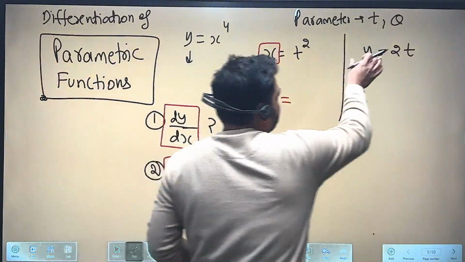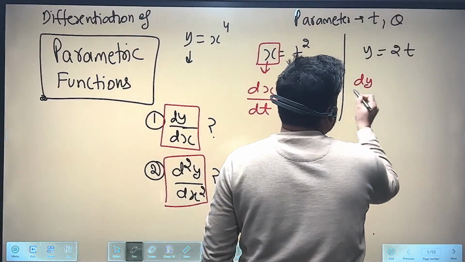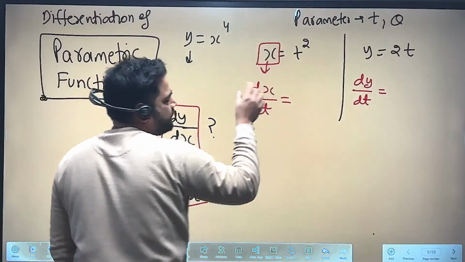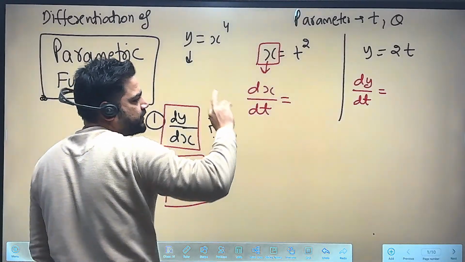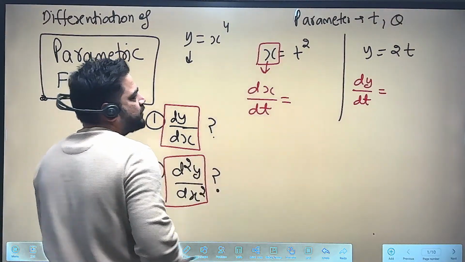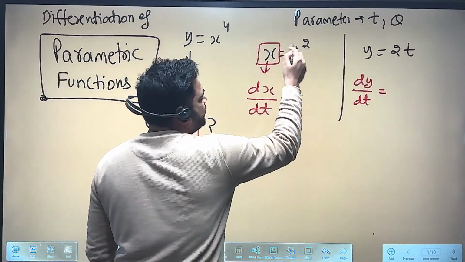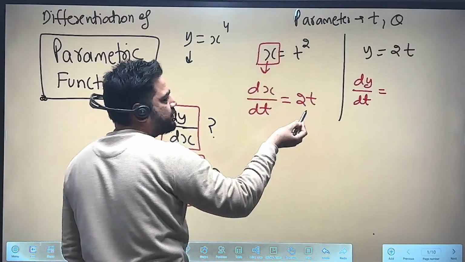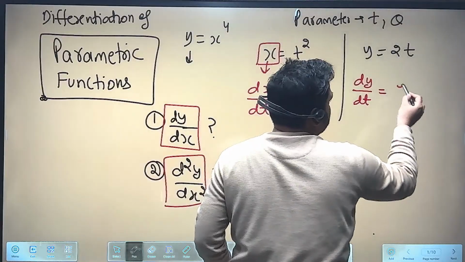Similarly, y also we will differentiate with respect to t, so it will be dy by dt. So x separately we have to differentiate with respect to t, and y also separately with respect to t. So what is the derivative of t square? How to differentiate t square is very basic. It will be 2t, the power comes ahead and 1 is subtracted from the power. What is the derivative of 2t? It will be 2.